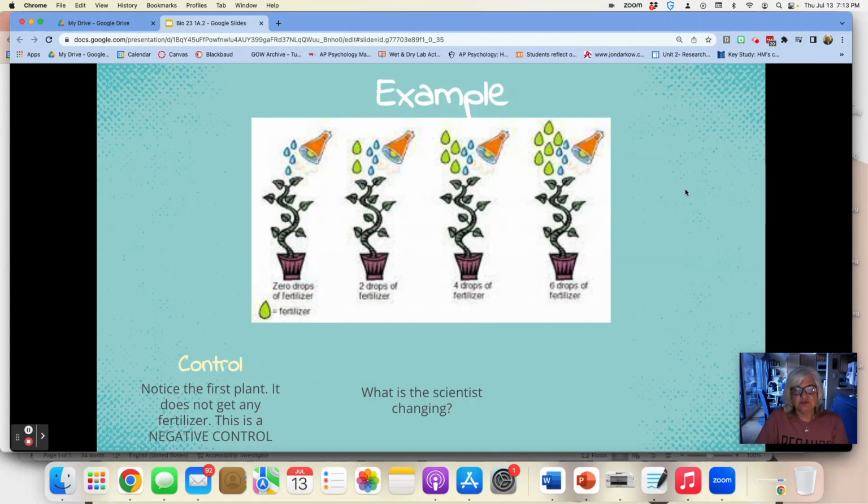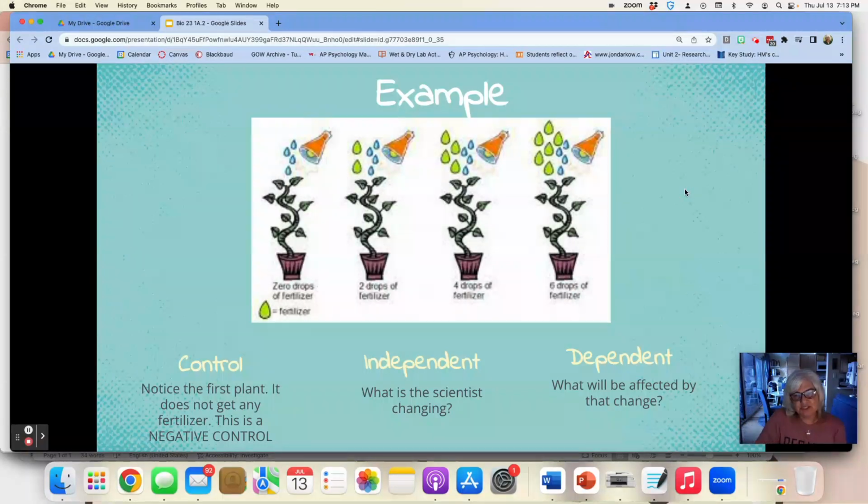Now, the next question would be, what is the scientist changing, or what is your independent variable? So on your notes, go ahead and write down what you think it is. And then your dependent variable. So what is going to be affected by the change? What will you measure? Go ahead and pause and write your answer down.